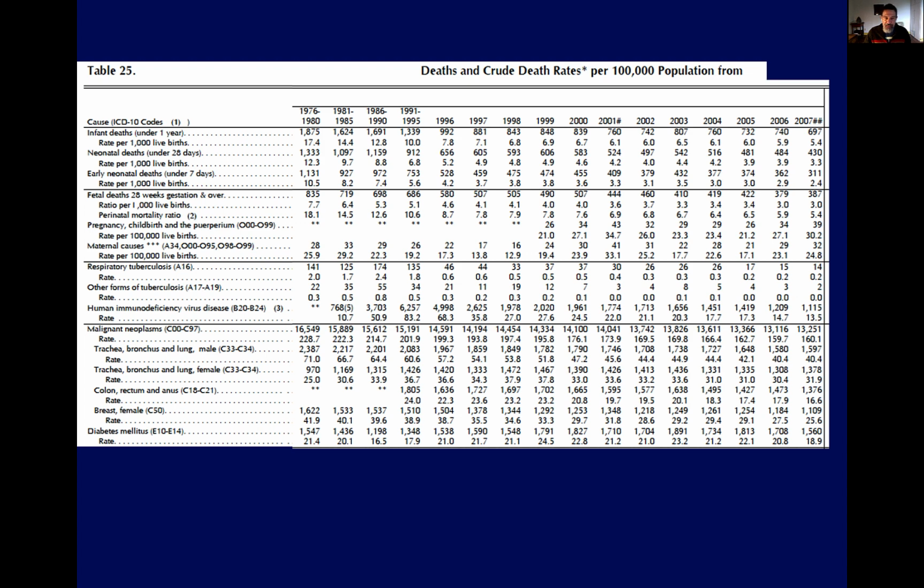And these kinds of statistical summaries of mortality really help us understand what the major causes of death are in populations, and they can be used to set public health priorities for disease prevention and control.